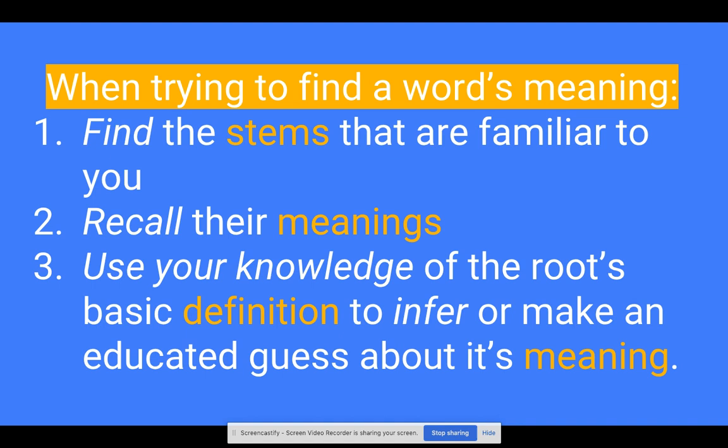So when you try to find a word's meaning, you need to find the stems that are familiar to you, recall their meanings, and use your knowledge of the root's basic definition to infer or make an educated guess about its meaning. This is the process that you can use anytime you see an unfamiliar word. Sometimes you might figure out the meaning. Sometimes you might need to look at context clues. But when you're looking at word stems, you can generally follow this pattern.